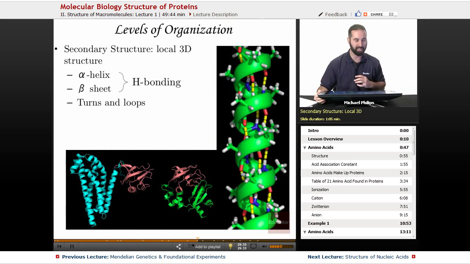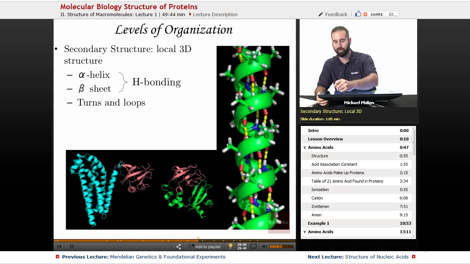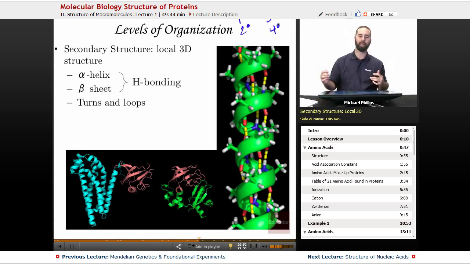Now, our levels of organization continue with secondary structure. By the way, a way to describe structure is by going like this. This would be primary structure. Secondary structure looks like this. Tertiary and quaternary, it's just that little degree sign. I'll write it over here once again, primary. This one's actually secondary.